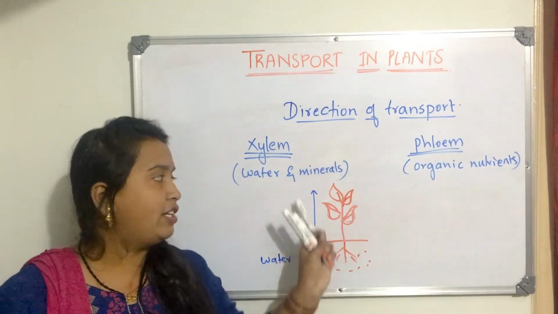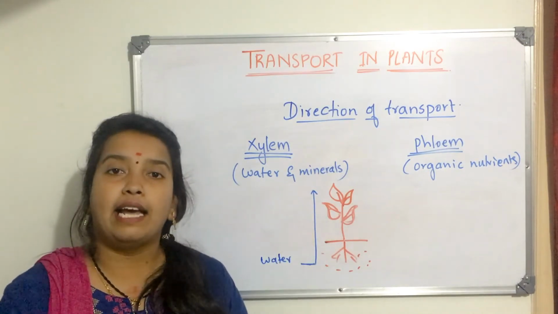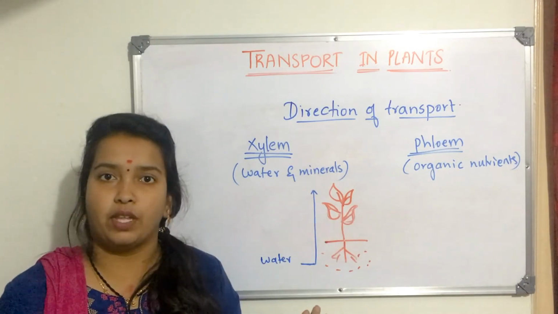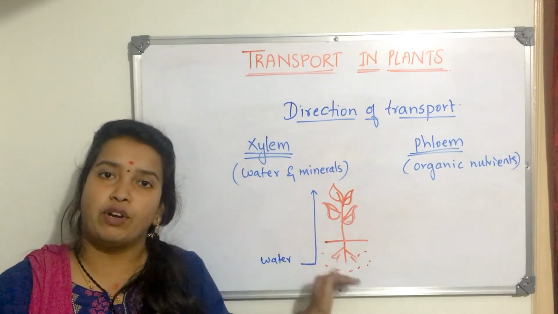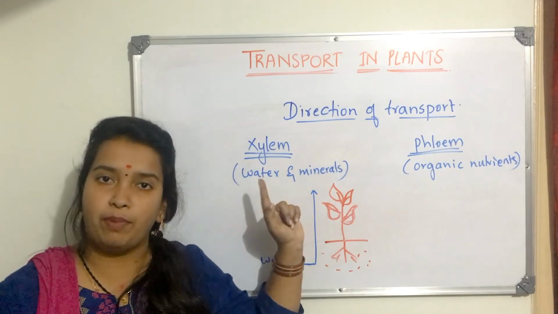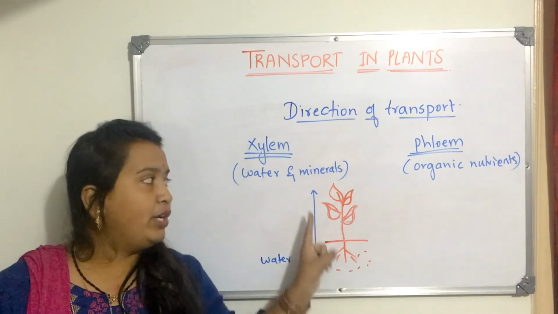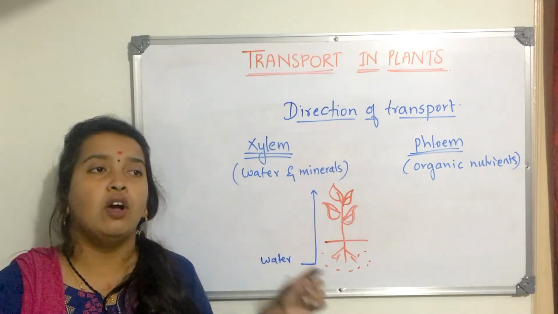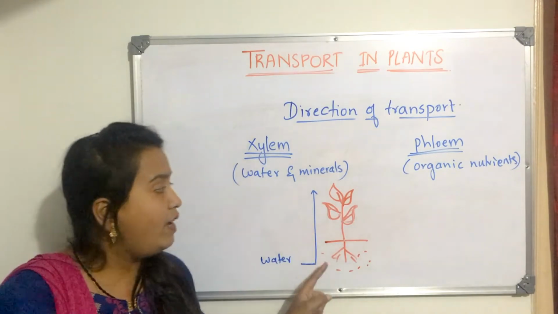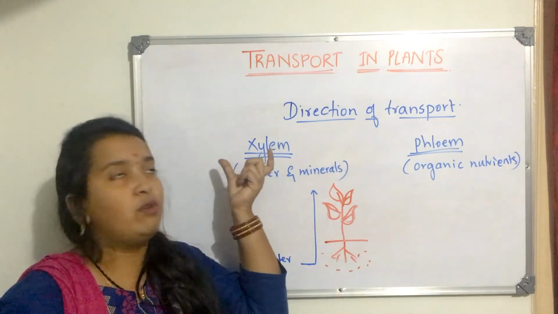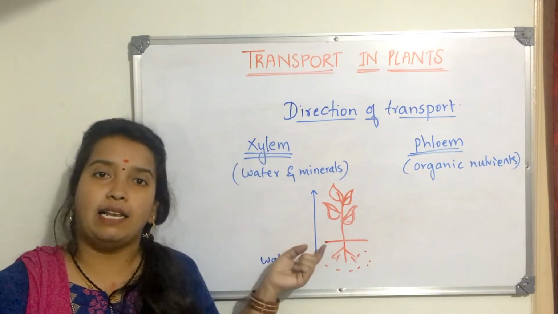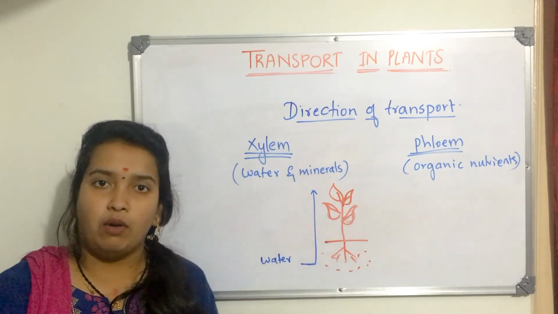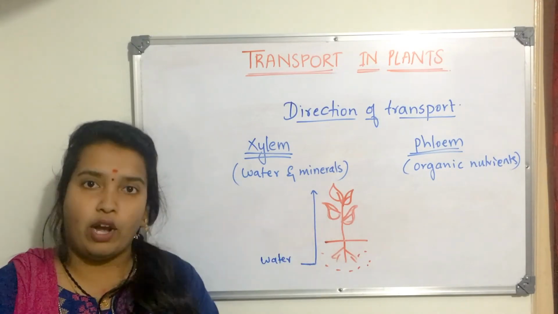So this is a unidirectional process. Never will you find that water is taken from the leaf and given to the root. It's not possible, right? Water always tends to move from root to the upper part of the plant. So the direction is unidirectional, from down to upwards. Whenever we talk about xylem, whatever is moving in xylem always has a unidirectional process. Water and minerals move from soil to the upper part of the plant.